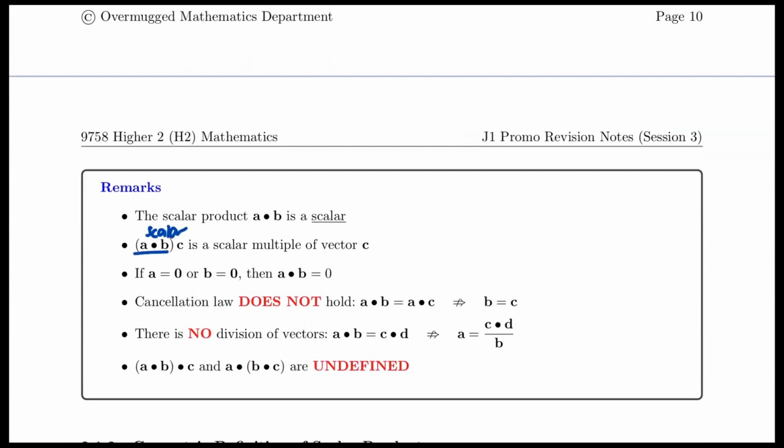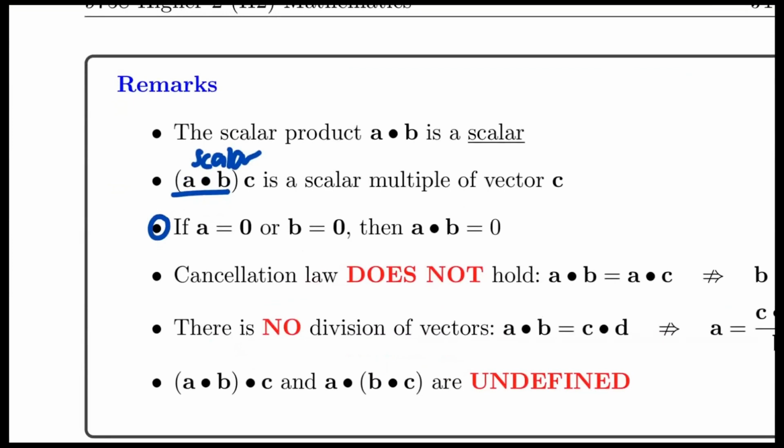If A equals 0 or B equals 0, then A dot B equals 0. Maybe I can use this as an example to explain the IFF thing. If you realize the way I wrote this bullet point: if A equals 0 or B equals 0, then A dot B equals 0. But does it mean that A dot B equals 0 implies A equals 0 or B equals 0? No, it doesn't. It only works one way. So just be careful. Any questions?